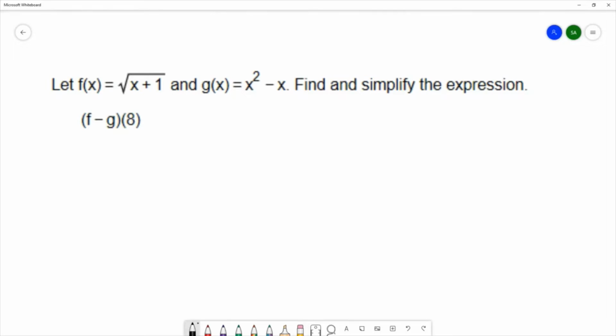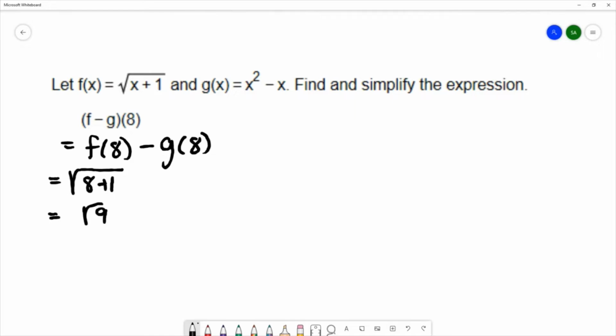In the first way, we can understand what these symbols mean, that we want to evaluate f at 8, evaluate g at 8, and then subtract the 2. So f of 8 would be substituting an 8 into the function named f. That's square root of 8 plus 1, which is square root of 9, which is 3. We want to evaluate g at the value of 8, so we're going to substitute 8 into the function named g.